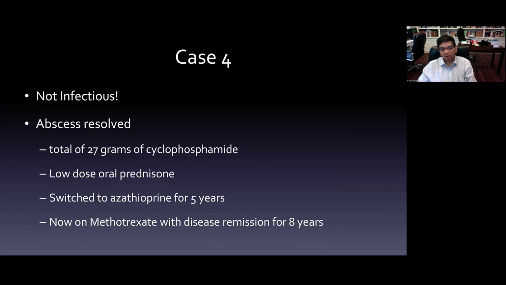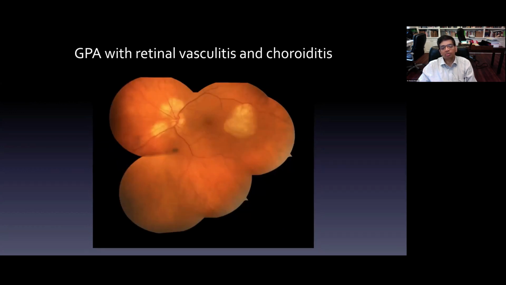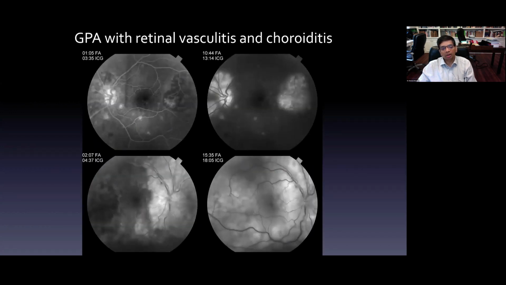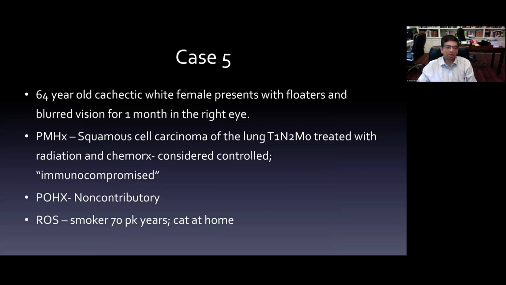The abscess resolved. She received a total of 27 grams of cyclophosphamide and low-dose oral prednisone and switched to azathioprine. She's been disease-free. The fellow eye has been disease-free as well, and she has had remission of her systemic disease. This is another case from my colleague, Dr. Vitale, of the same kind of thing with GPA, with retinal vasculitis and choroiditis bilaterally in another patient. You can see similar choroidal inflammatory disease, with less retinal vascular involvement in that case.